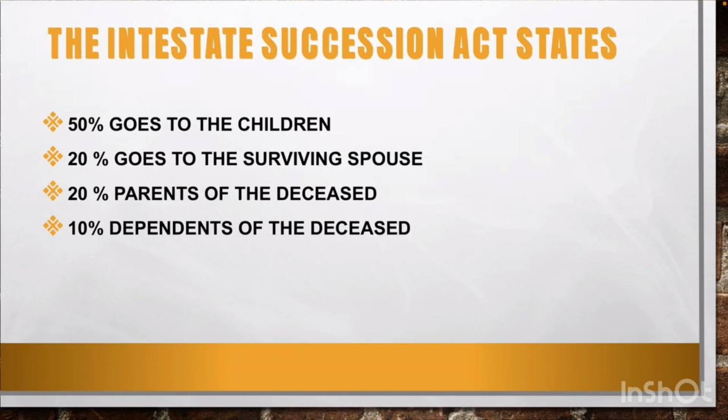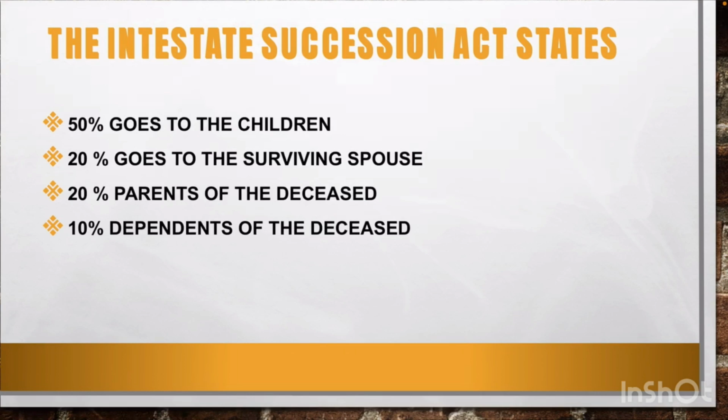Here, the deceased died without leaving a will. So now, how is the property going to be shared? 50% goes to the children. We have 100%, and 50% goes to the children. 20% goes to the surviving spouse. 20% goes to the parents of the deceased. Then 10% goes to the dependents of the deceased. The deceased is the person who has died here.